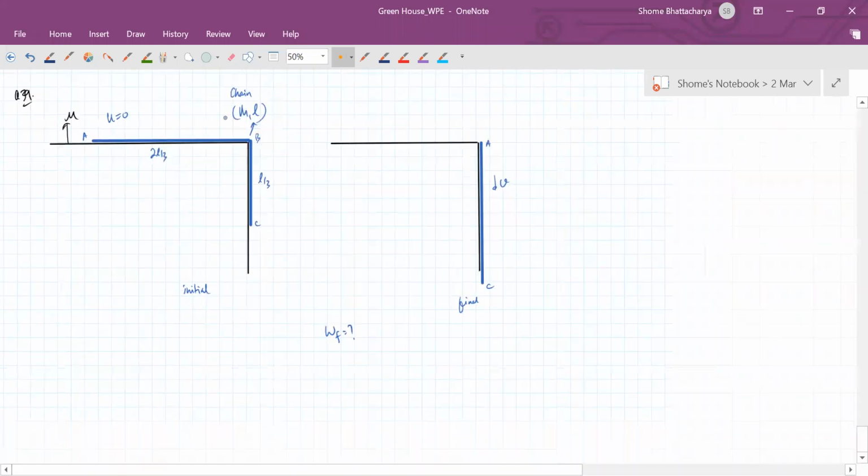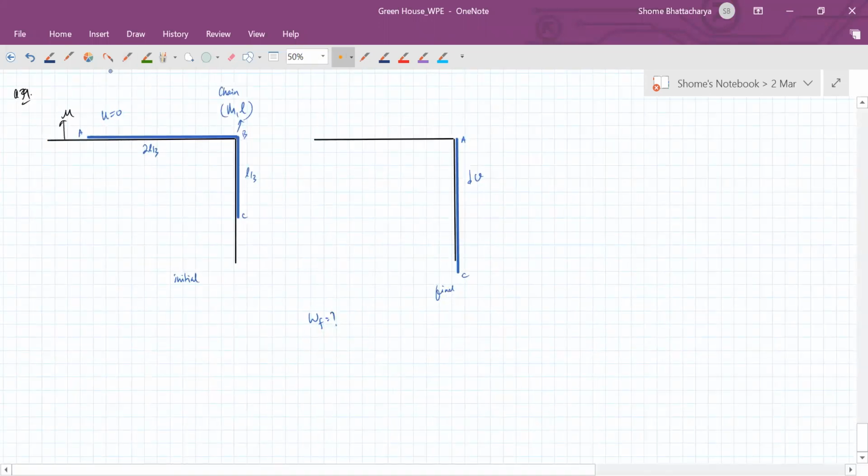Now see what is happening here is that while the chain is slipping, the frictional force acting on it is variable. So that is the thing that makes this question both interesting but also tricky at the same time. So we cannot directly calculate work done by friction as minus mu mg into displacement. Let me explain how that's working out.